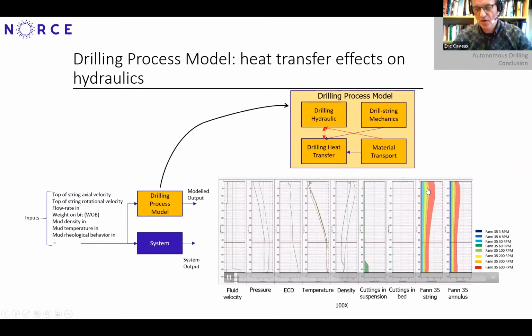And these rainbow colors are associated with the Fann 35 rheometer speed. The blue ones are for the low RPM, and the red one is for the high RPM of the Fann rheometer. And you can see for the same fluid being transported there, because it's exposed to different pressure and temperature conditions, and because it also has a certain concentration of cuttings, the rheological behavior is not the same along the well. So there is a mutual interaction between heat transfer and material transport and the hydraulic side.